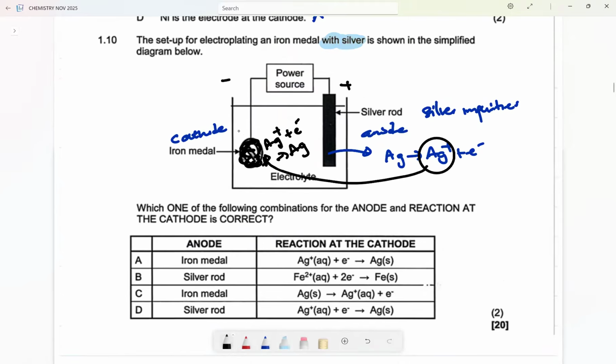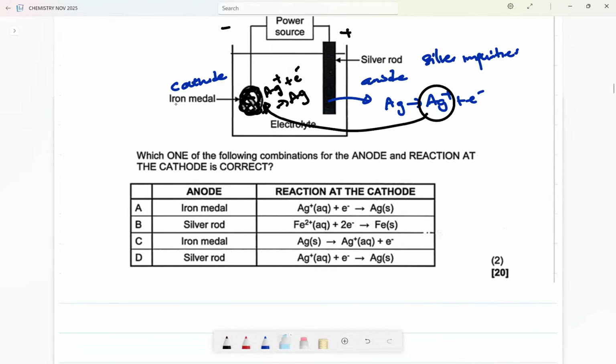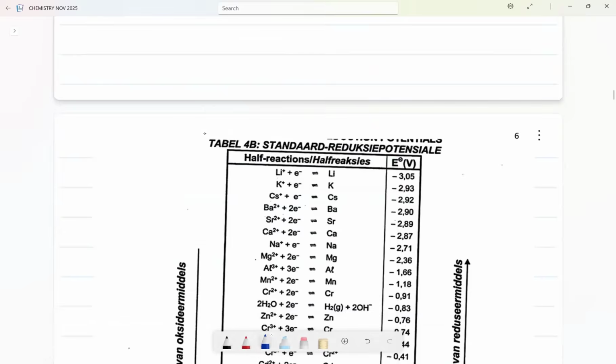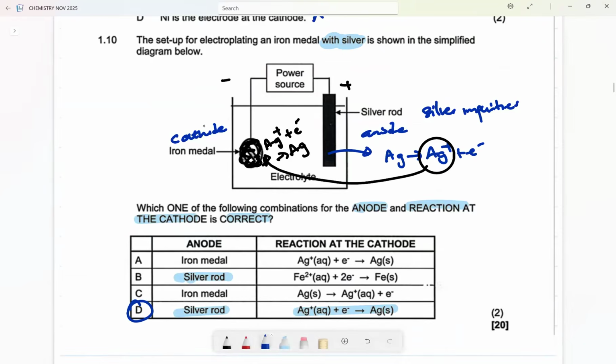So let's see. Which one of the following combinations for the anode and reaction at the cathode is correct? Well, at the anode, we have a silver rod here. They've already indicated, by the way, it was a matter of knowing which one is an anode. So we have a silver rod at the anode, and then the reaction that occurs there should have silver. So this one is the most correct answer, number D. Okay, now let's move on to structured question 2.